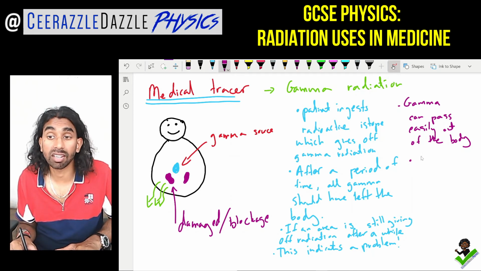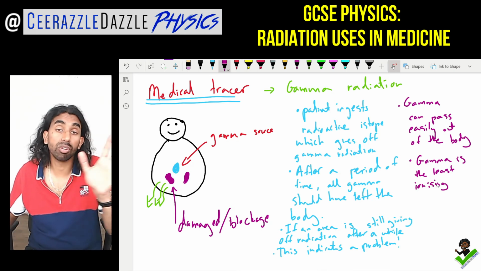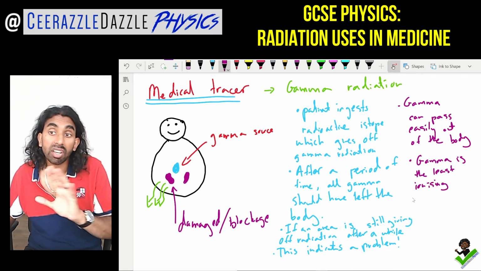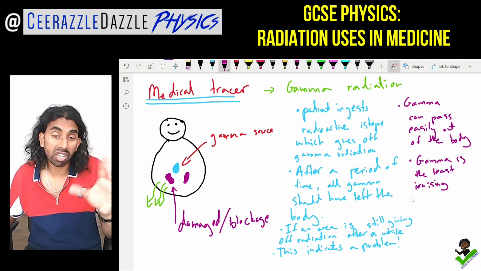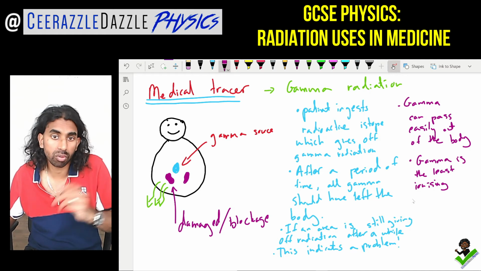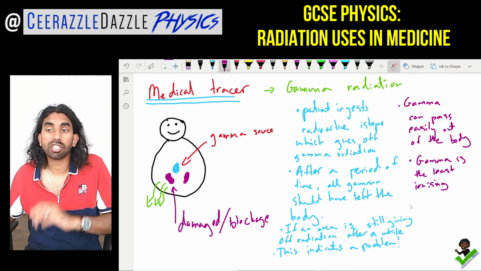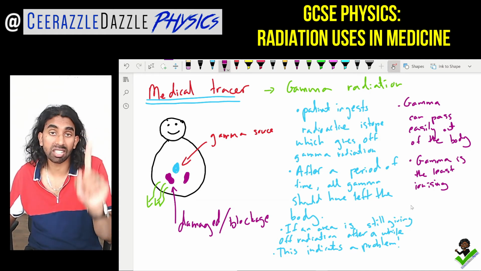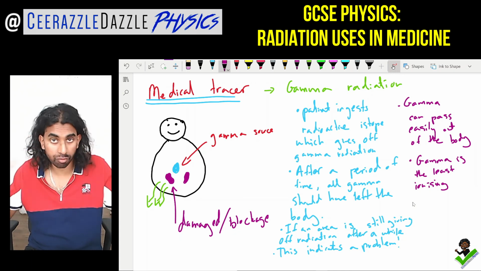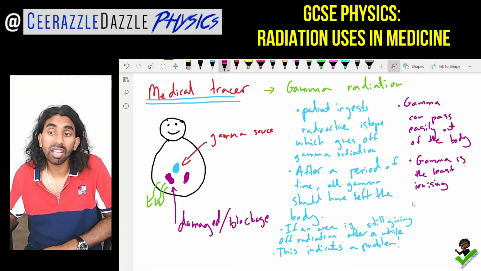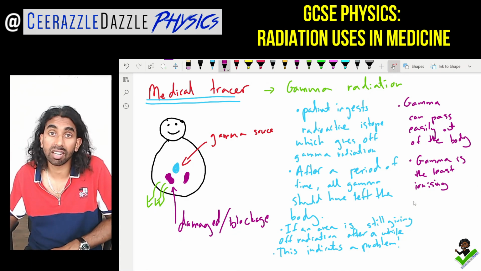It is the least ionizing. Wonderful, guys. So look, guys, the two reasons why. Obviously, you don't want it to be too ionizing inside the body, because it can cause you to develop cancer. So the two reasons why I use gamma is because it is the least penetrating and therefore can pass through the body, because it can pass through skin, and it is the least ionizing, guys.